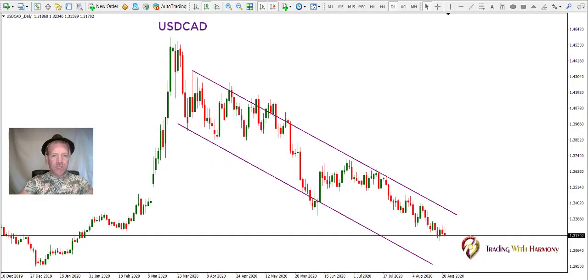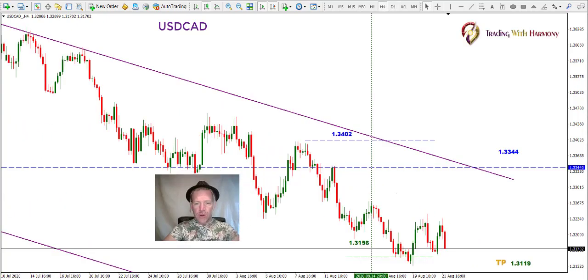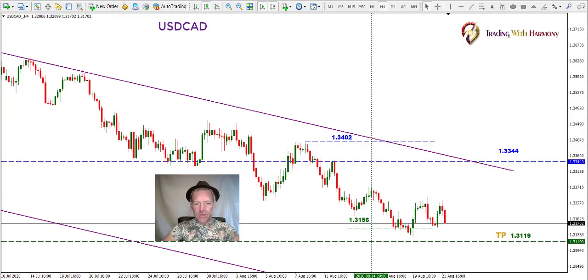Okay, so the dollar Canadian, so we can see here then it's still in our descending channel. So we're still on the, the bears are in play. So okay, let's go into the 4 hour. So last week we were at this point here. And what I was talking about is that we're looking for price to come down and hit our TP level, which it did. So it hit our 1.3156.